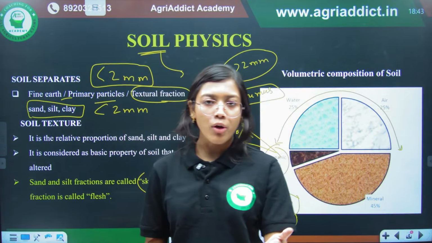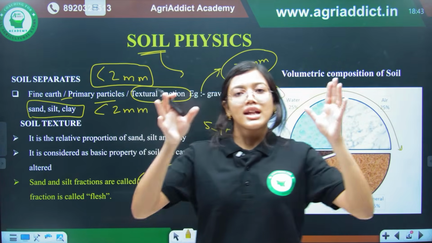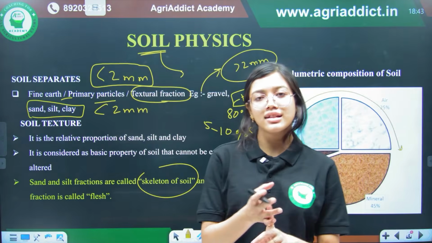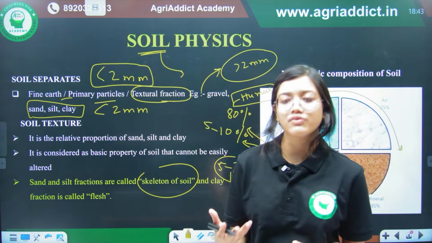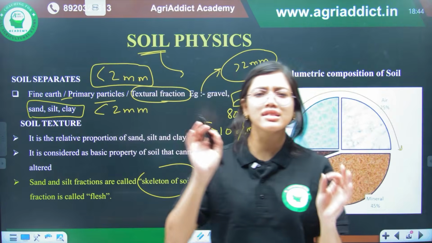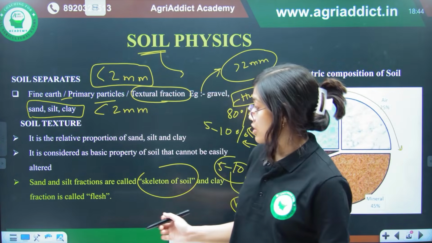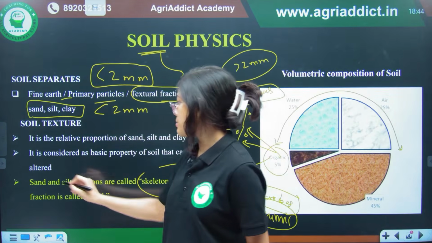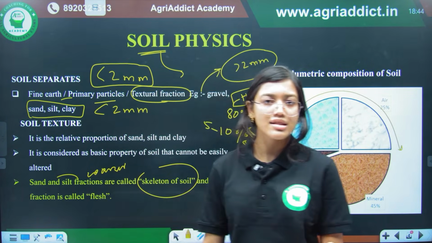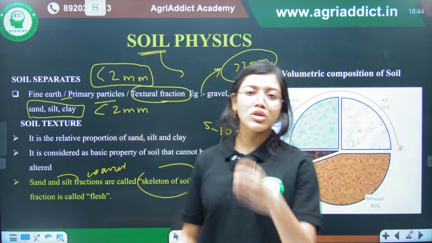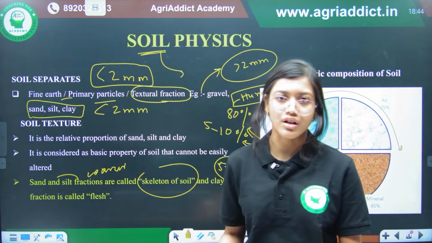Like in your body, the bones make up your skeleton. Similarly, in the soil, the sand and silt particles together bring about the framework of the soil, and the clay is just like your muscle or the flesh. Also mind you that this sand and silt belong to the coarser fractions of our soil. When we see the textural analysis, we will find that these belong to the coarser fractions, whereas the clay is a finer fraction of our soil, right?